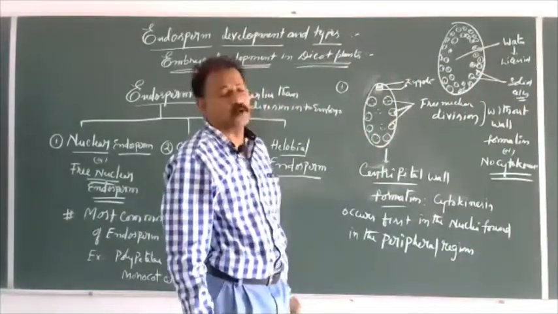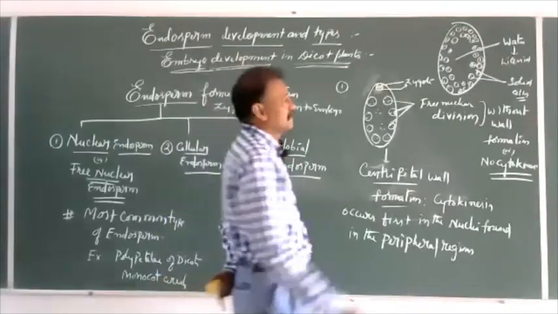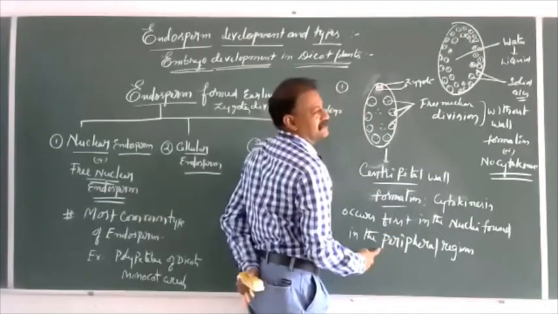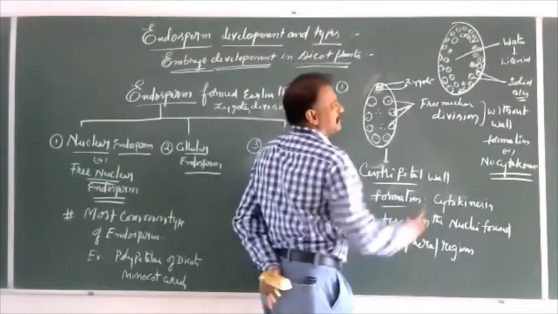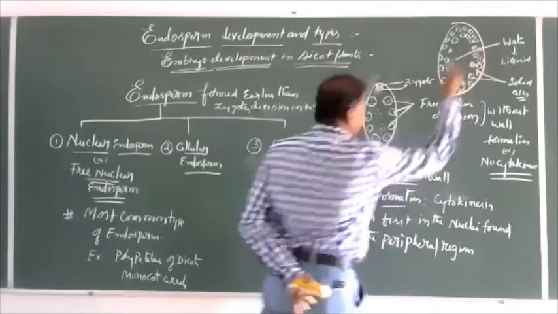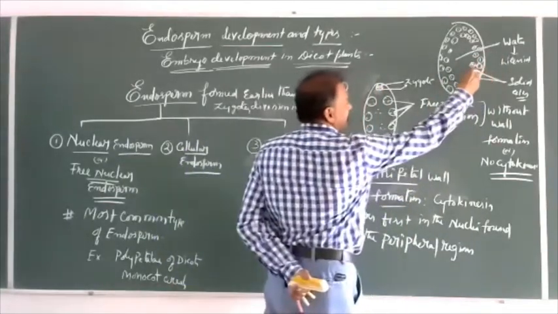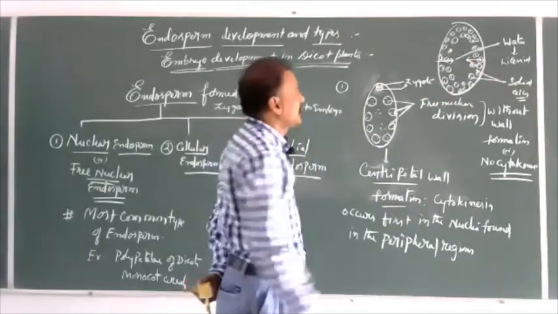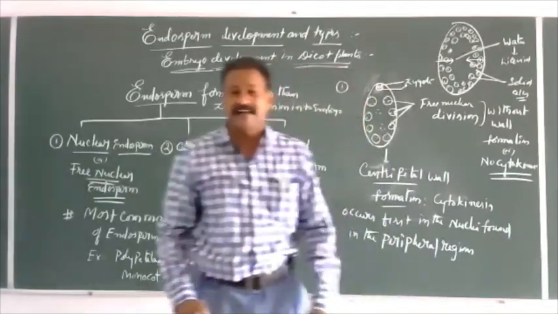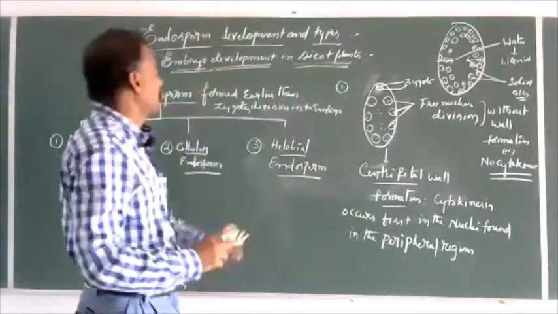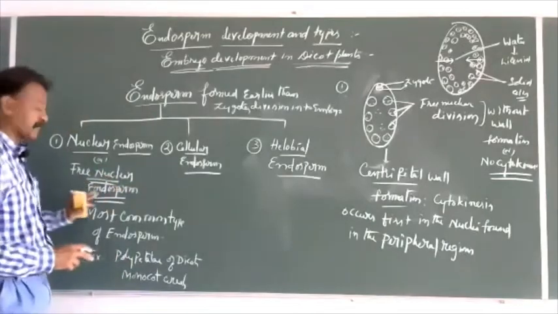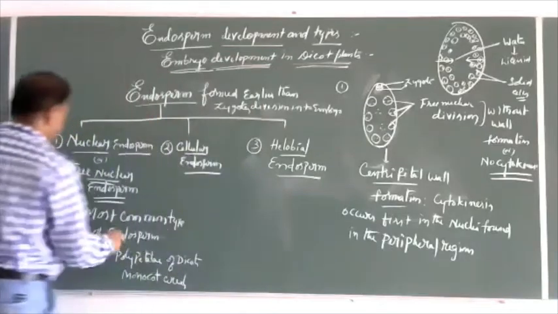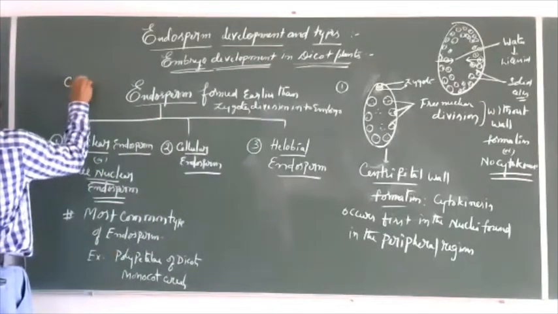Such type of endosperm has some solid substances because of wall formation at the peripheral or outside regions. It is coming from the periphery to the center, so it is called centripetal. Gradually coming like this. So in the center, what is there? In the center, free nuclei. The best example for this nuclear endosperm or free nuclear endosperm is coconut.